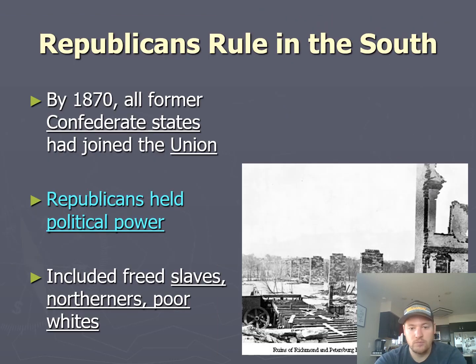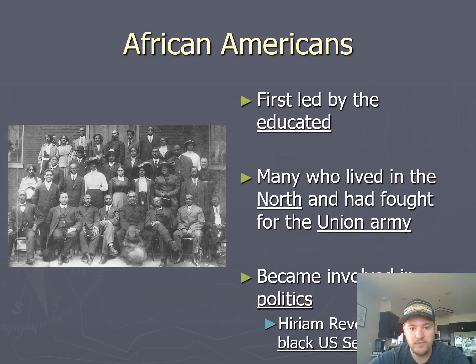Republicans start to move back down into the South. All former Confederate states eventually will join the Union. Republicans, which would be Abraham Lincoln's political party against slavery, are going to start to take more political power because of those carpetbaggers. And remember, the Republicans are now going to include former slaves, Northerners, and poor white folk in the South. And they're going to start to overrun the people in the South that were Democrats and were for slavery and things like that.